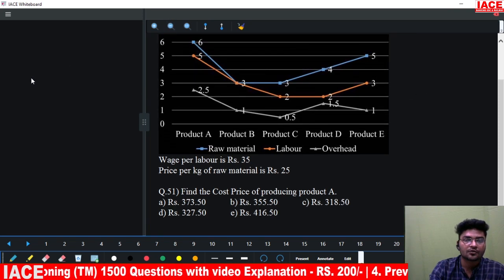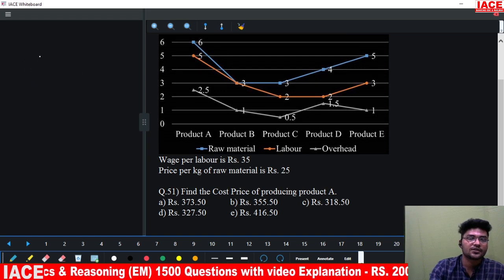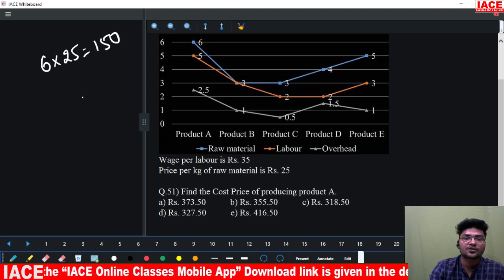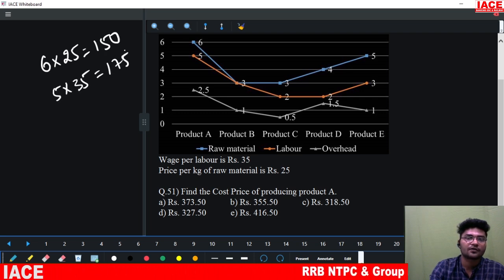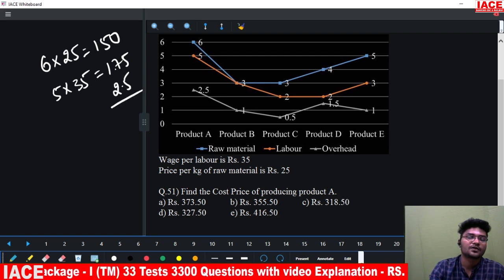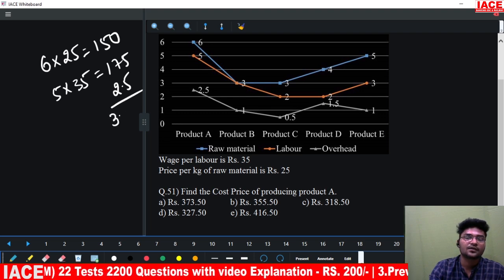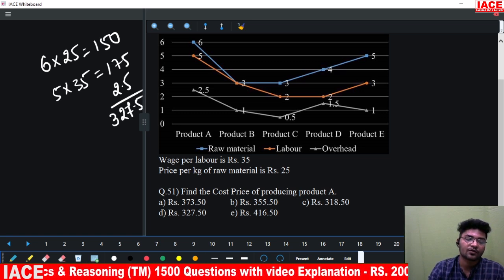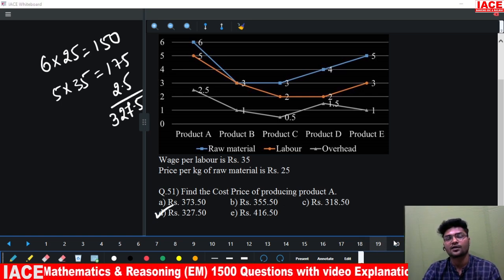Raw material cost. Raw material for A is how much? 6. So this is 6 into 25. That is 150. Labor cost how much? 5 into 35. That is how much? 175. And overhead cost is how much? 2.5. Total is how much? 150 plus 150, 300 and 37.5. So 327, sorry, 327.5. 327.5 means our correct option will be option D. Option D will be our correct answer.